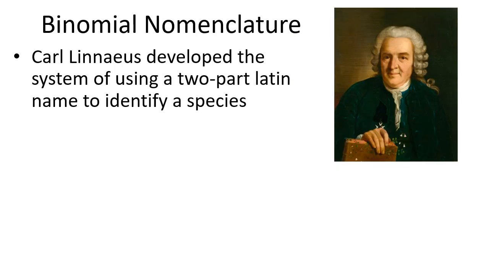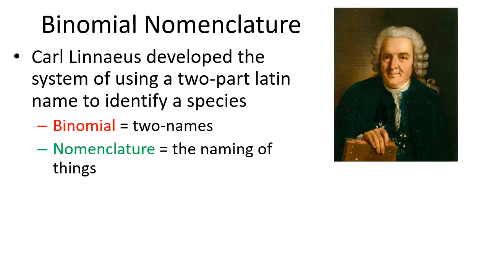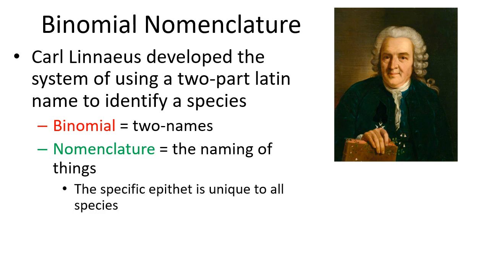So here's our man, Carl Linnaeus. He was the man who developed this binomial nomenclature and hierarchical classification of taxonomy. Binomial means two names. Nomenclature is the naming of things. So when we talk about a species name, we are using our binomial nomenclature, the genus and the species, with the genus capitalized and the species lowercase, both of them underlined. This is called the specific epithet. And every species has a unique species name.